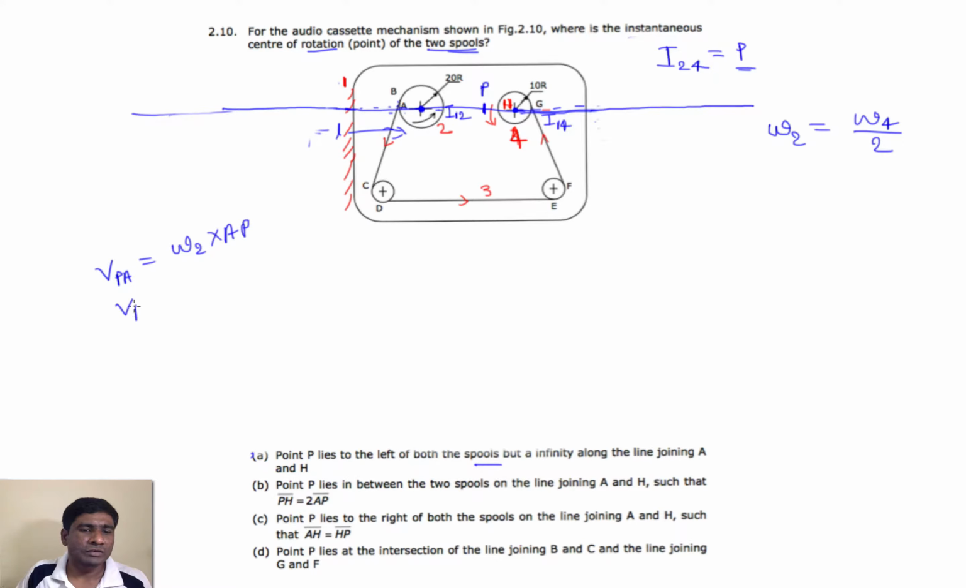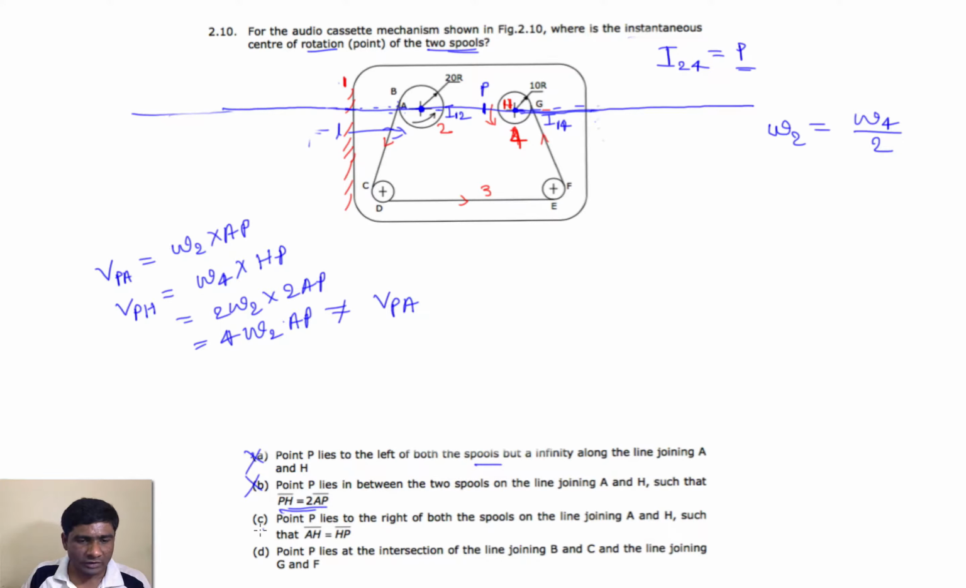And the velocity of P if I consider the point on spool H equals omega 4 into HP. But here it is given that PH equals 2AP and omega 4 equals 2 into omega 2. So 2 into omega 2 into 2 into AP, that becomes 4 omega 2 AP. This is not equal to VPA. So option B is also wrong, option A is also wrong, and we will consider option C.